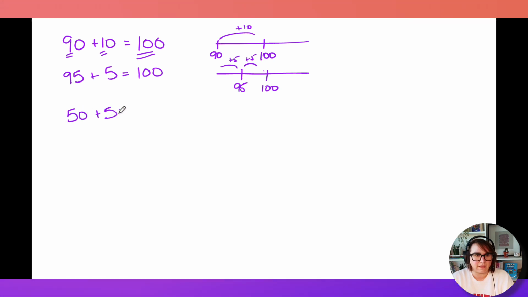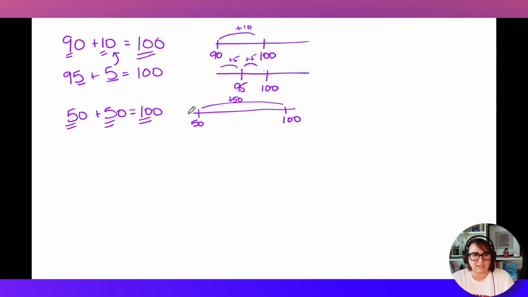What about something like 50 plus 50? Easy, right? 100. I'm going to draw this out on a number line here. If we have 50 and I add 50 more, that gets us 100. We can think of this like 5 tens and another 5 tens gets us 10 tens, right? Just like this 5 and this 5 got us 10, 50 and 50 gets us 100.